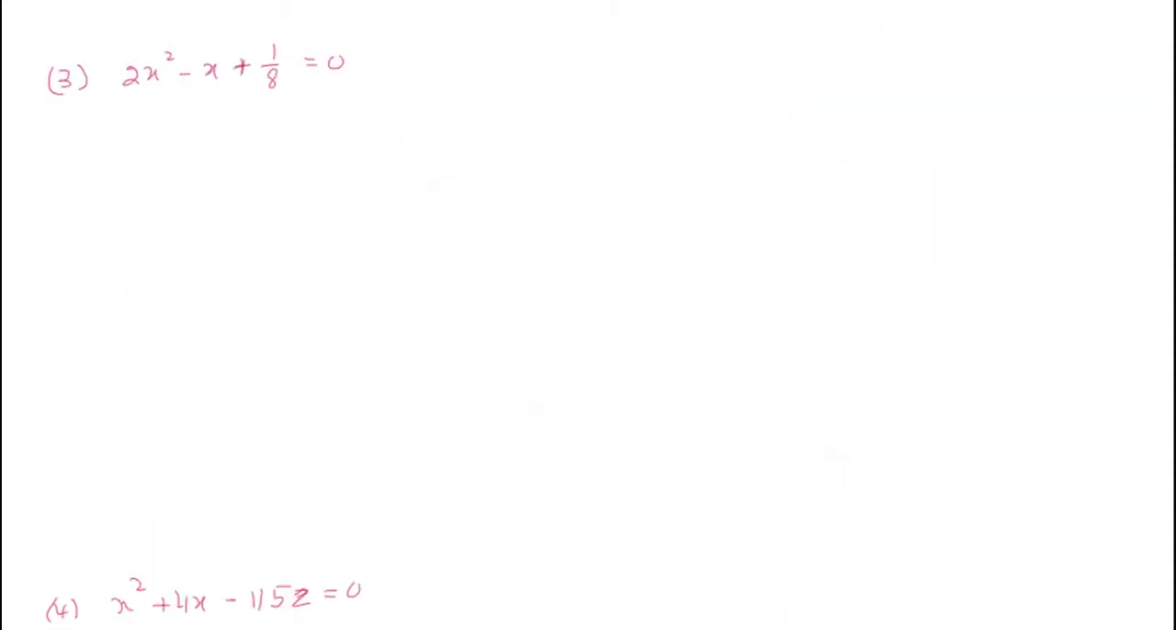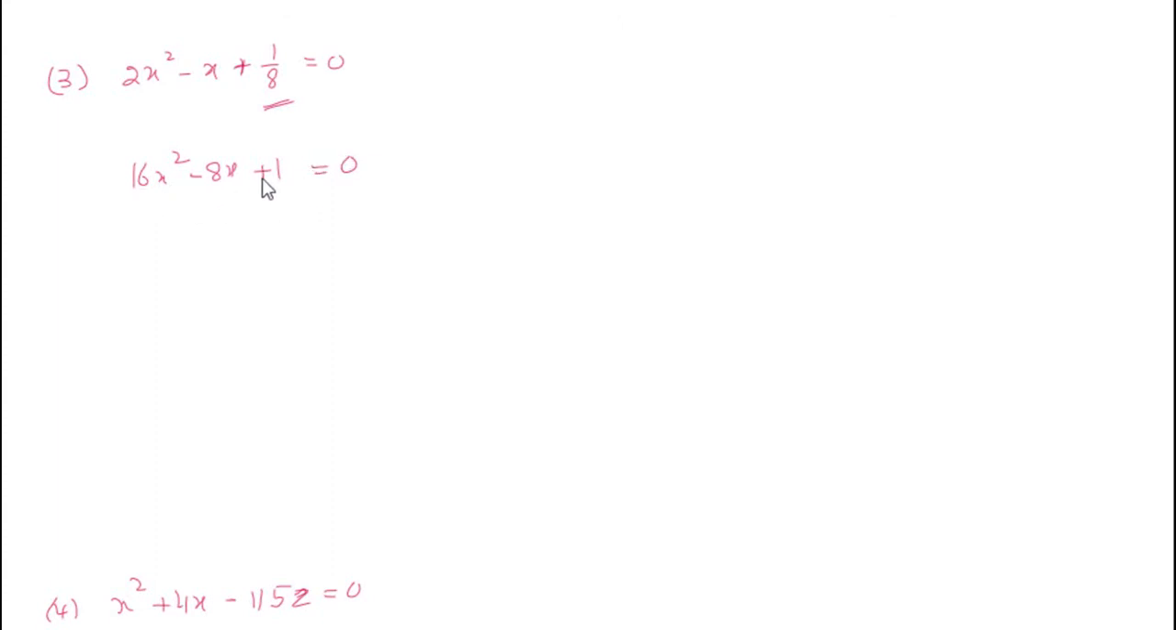Third exercise, 2x square minus x plus 1 by 8 equal to 0. We have a fraction here, 8 in the denominator. So the best way is to multiply every term by 8 and remove this denominator. So when you multiply every term by 8, 2x square into 8 is 16x square minus 8x plus 1 equal to 0.